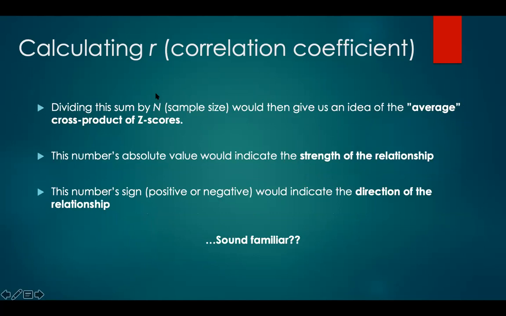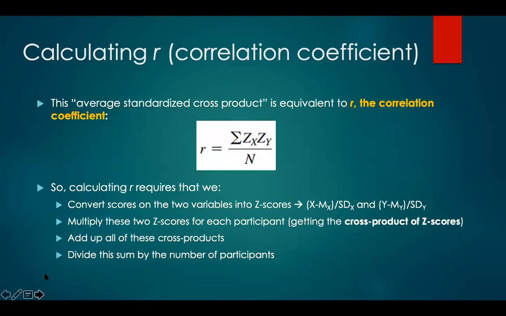Dividing this sum by n, the sample size, would then give us an idea of the average cross product of z-scores. This number's absolute value would indicate the strength of the relationship, and the sign, whether it's positive or negative, would indicate the direction of the relationship. Does this sound familiar? So this average standardized cross product is equivalent to r, the correlation coefficient. So, the sum of the cross products of the z-scores divided by n, the sample size.